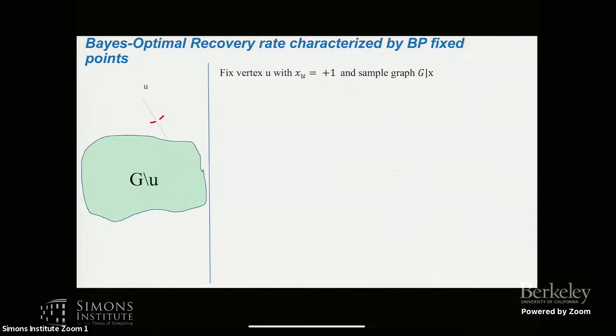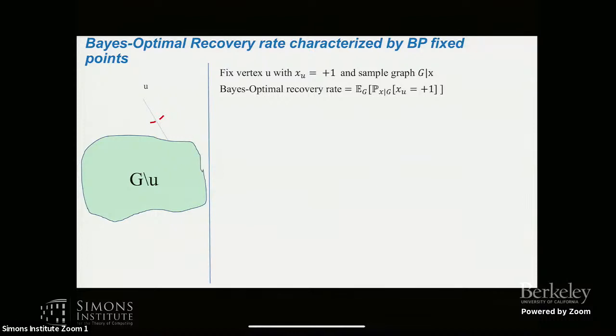Okay, so let's fix a vertex u. And how do you write down the optimal recovery? Let's fix a vertex u, fix its label to +1. Now sample the entire stochastic block model, the rest of the graph. And then you ask, under the posterior distribution P of x given g, what is the probability that x_u is 1?